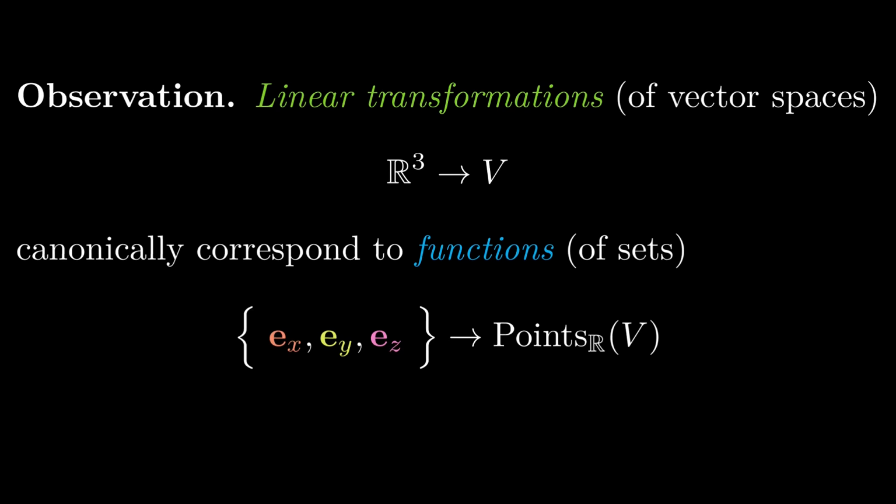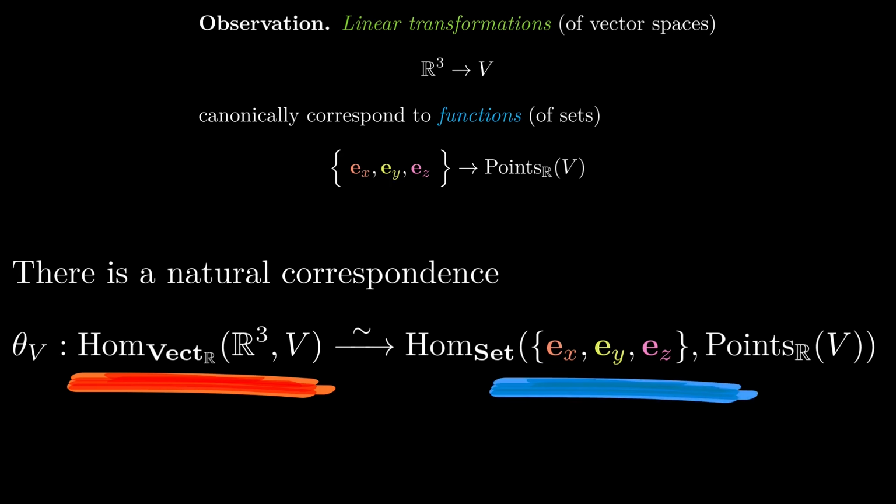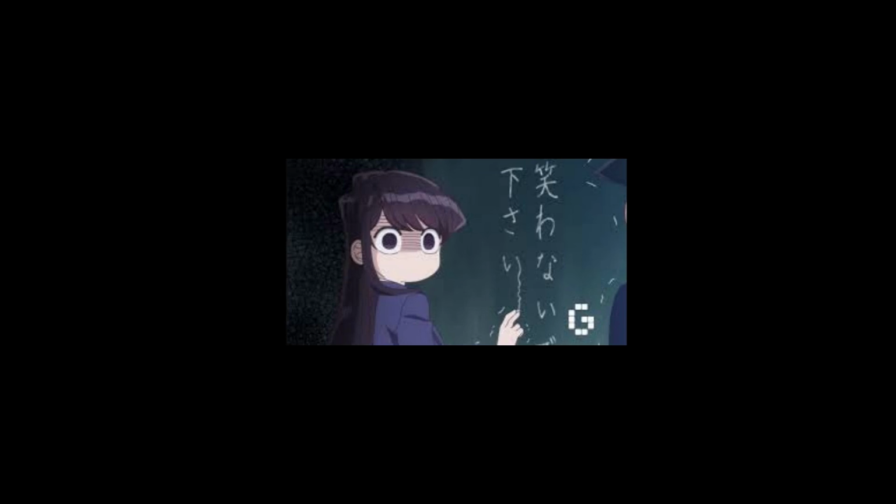This can be written more succinctly as stating that there is a natural correspondence theta from the set of linear transformations from 3D space to V to the set of functions from the set of basis vectors to the set of vectors in V. Evidently, this is not more succinct to read aloud, but mathematicians hardly ever speak.